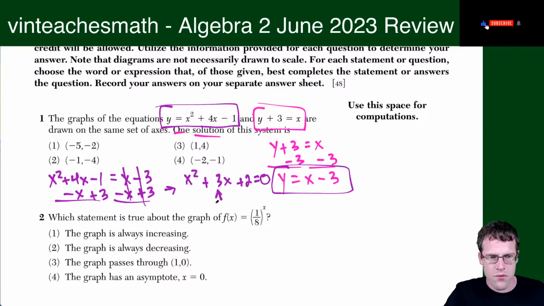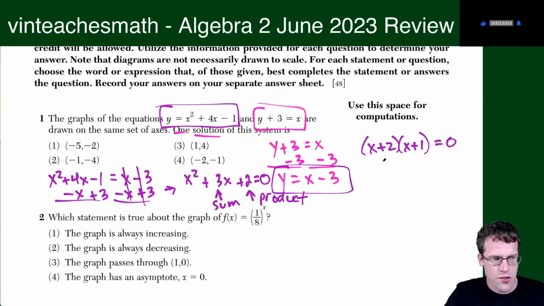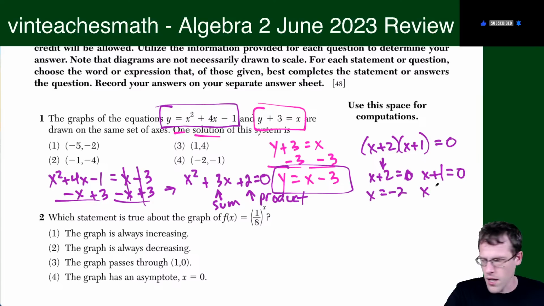Now I just need two numbers that have a sum of 3 and a product of positive 2. So this breaks down to x plus 2 times x plus 1, set equal to 0. This is true when either factor is 0, so I set each factor individually equal to 0. This gives me x equals negative 2 and x equals negative 1. But you'll notice the only two answer choices that are possible are 2 and 4, because they're the only ones with an x coordinate that matches what we have here.